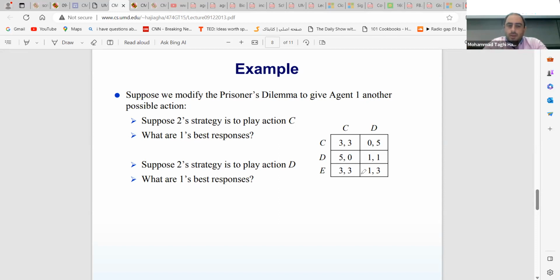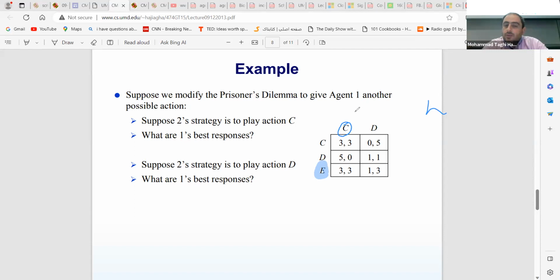Good. So here, for example, this is the extra actions, and this is the payoff that we have for it. Now, suppose the strategy is to play action 3. Then what is player 1's best response?